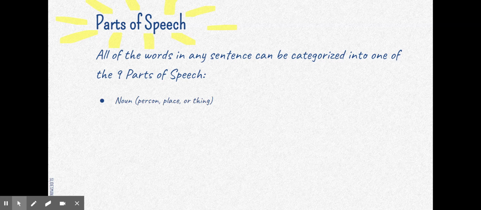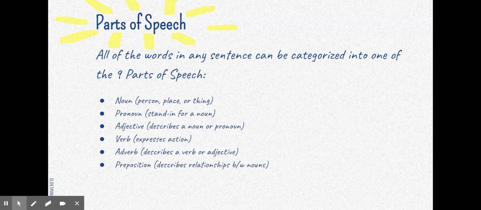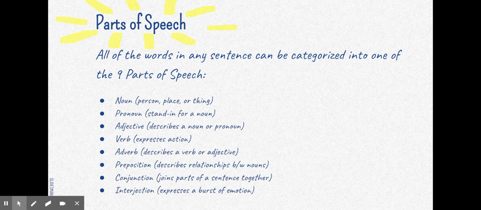So here they are. There's nouns, which are a person, place, or thing. Pronouns are a stand-in for a noun. Adjectives describe a noun or a pronoun. Verbs express action. Adverbs describe a verb or adjective. Prepositions describe relationships between nouns. Conjunctions join parts of a sentence together. And interjections express a burst of emotion.